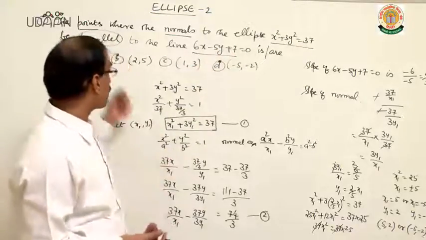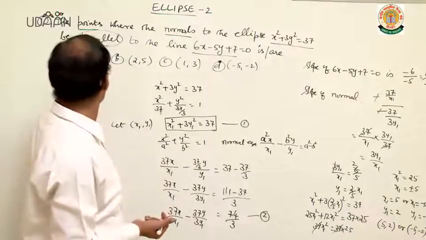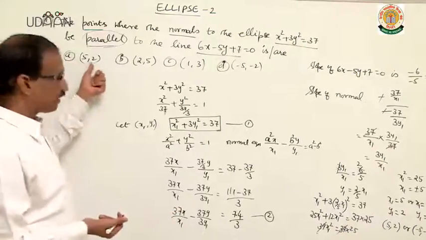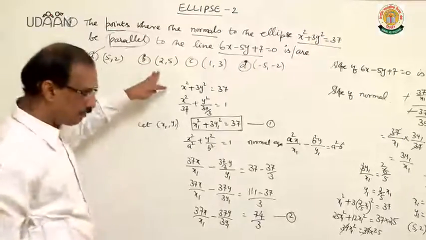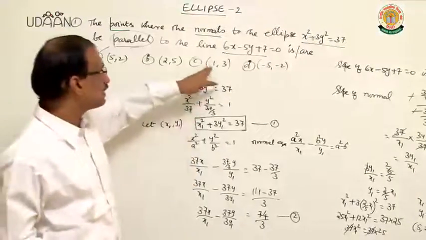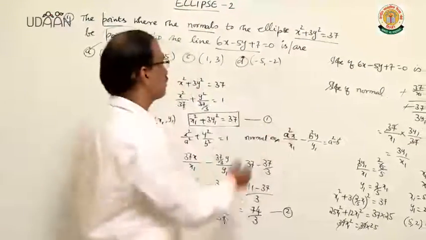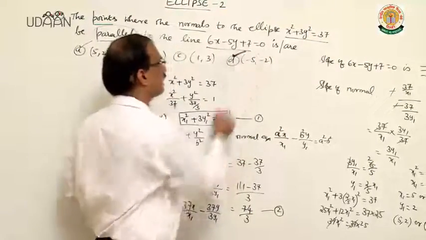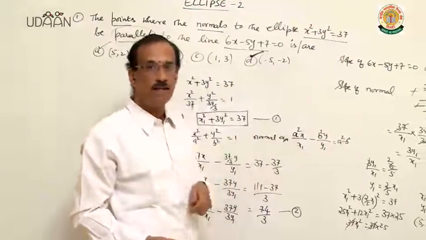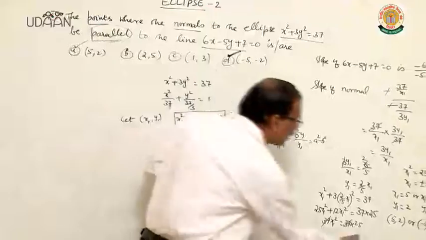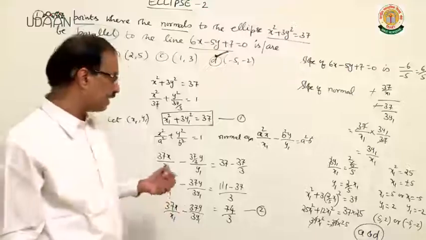So now check your options, what all things are correct. You will get that here A is 5 comma 2. So A also can be true, and then 2 comma 5 is not in your answer, and then C is 1 comma 3, and then D we have minus 5 comma minus 2. So multiple answers you can get, that is A 5 comma 2 and D minus 5 comma minus 2. So your options are A and D.